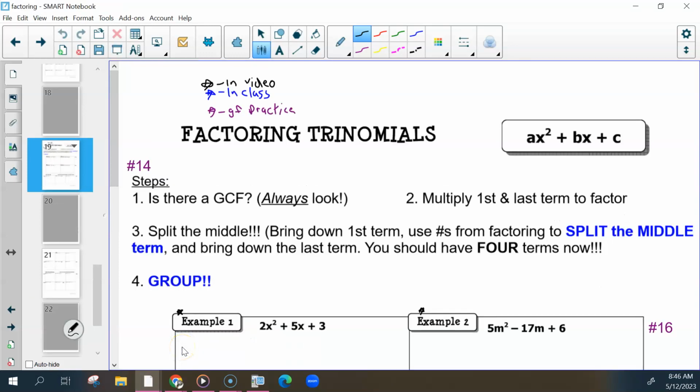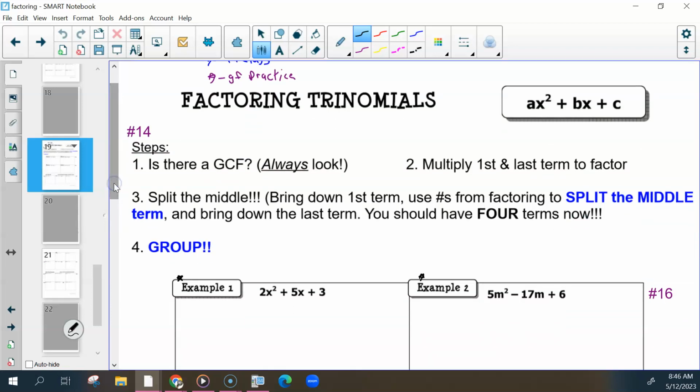Everyone should have these notes in front of them. This is the last lesson in our review unit. Still on factoring, but the last type of factoring, where it's a lot of steps. So I'll go through the steps first, and then you guys can choose which problems you want to see go over.